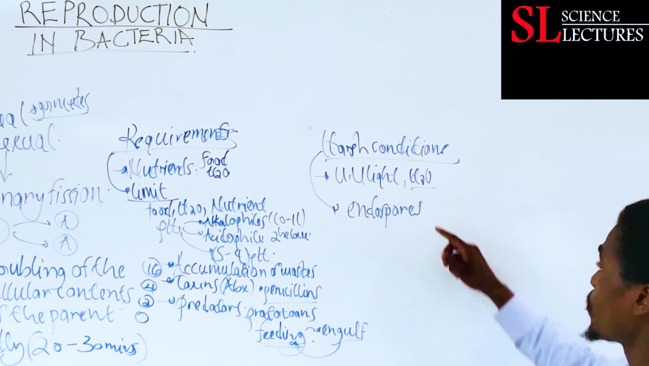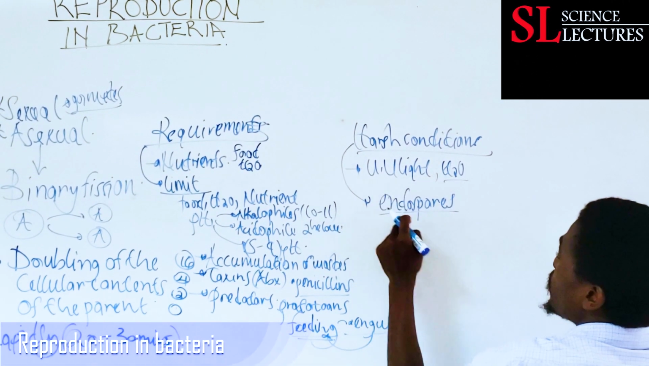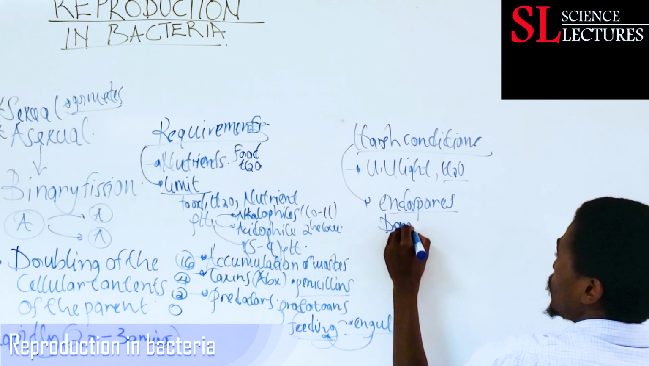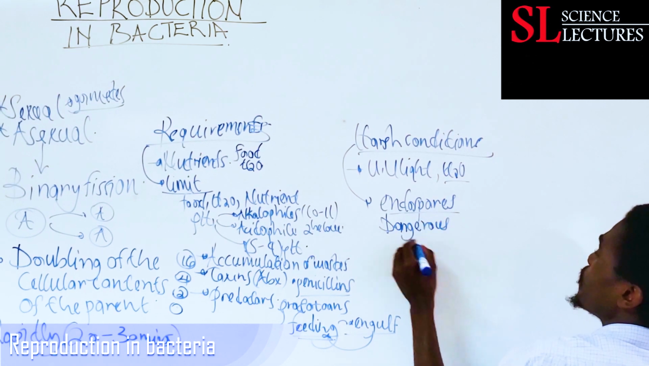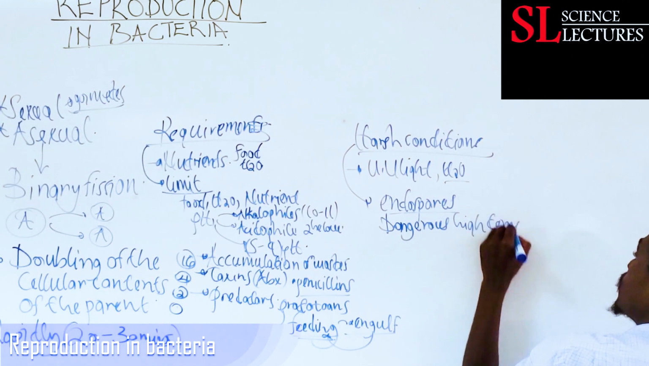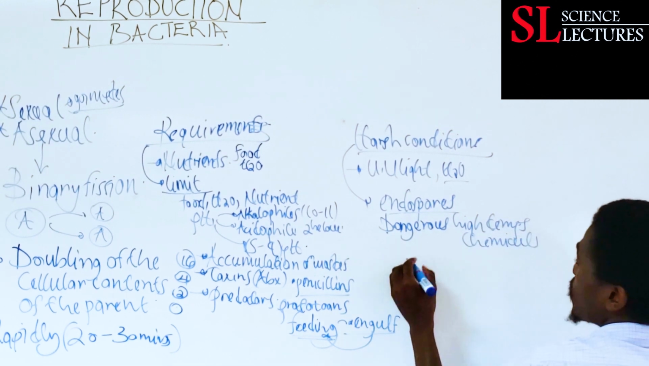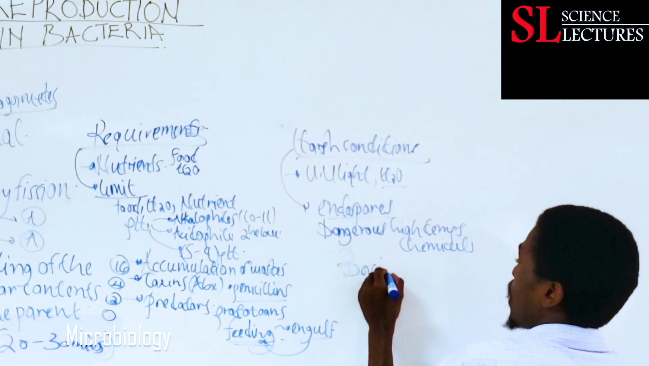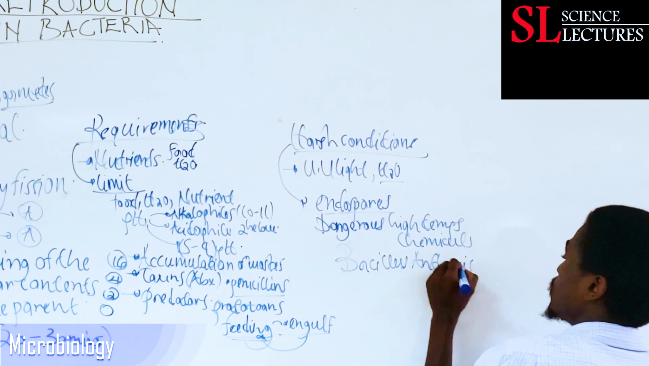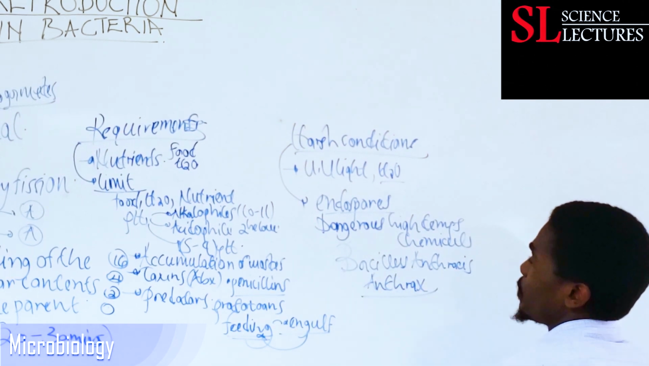Endospore formation helps them survive in the harsh conditions. Some endospores are so dangerous that they are even resistant to high temperatures and chemicals. For example, the endospores of the bacterium Bacillus anthracis, the one that causes anthrax. So basically, that is what is involved there.